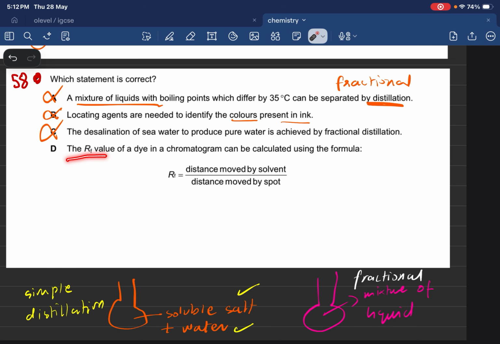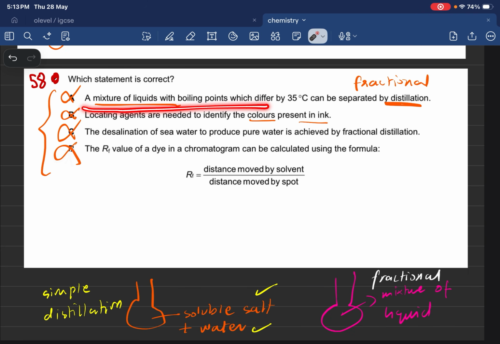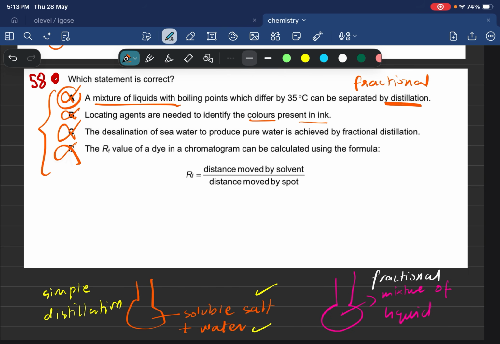The RF value of a dye in a chromatogram can be calculated using the formula distance moved by the solvent, distance moved by the spot. This is also incorrect. This is also completely incorrect. And now what do we have to do? All statements come out to be incorrect. But I told you, in statement 1, the mixture of liquids with boiling points that differ by 35 is separated by fractional distillation. They didn't write the word fractional, but for distillation, now we have to consider both. We have to consider simple distillation and fractional distillation. So we're going to consider option A as correct.